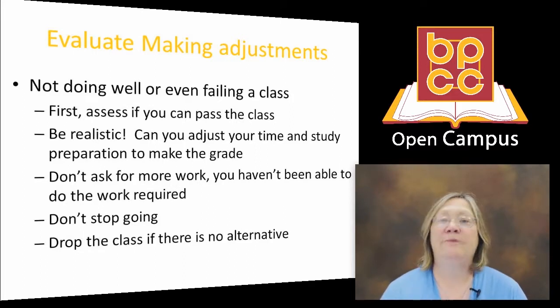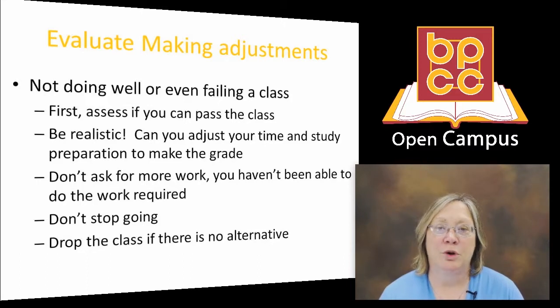On your grade point average, an F is almost impossible to fix. It will hurt you for many, many years. A W, which is a withdrawal, is much easier to fix. Now it means you're going to pay for a class twice, but perhaps that will give you motivation to adjust those strategies and do much better the next time.